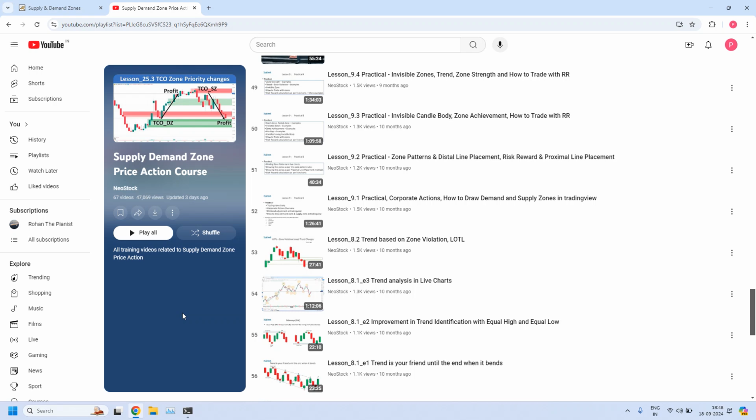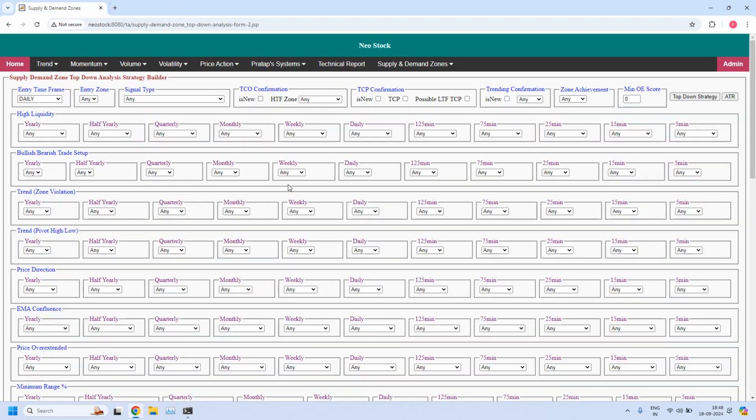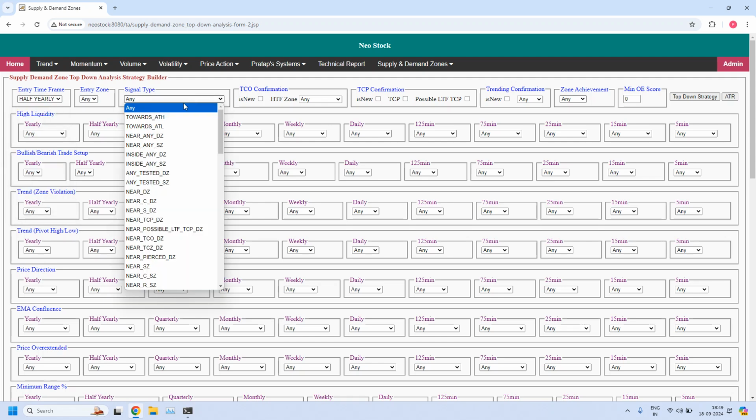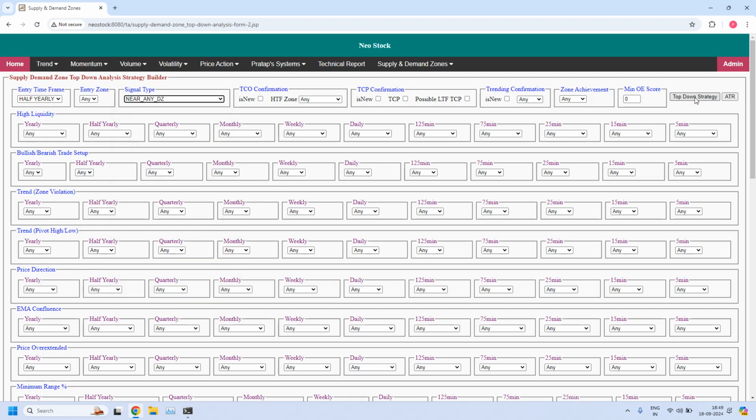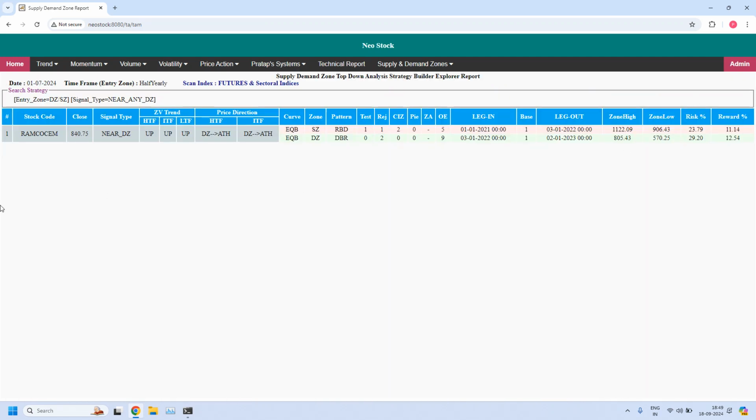Now let's get into the report generation. So let's start with finding the stocks near demand and supply zones for different time frames. During this process, we will also identify daily and 75 minutes high liquidity zones. So I'm starting from the half yearly time frame. Let us find the stocks near half yearly demand zone. One stock is filtered.